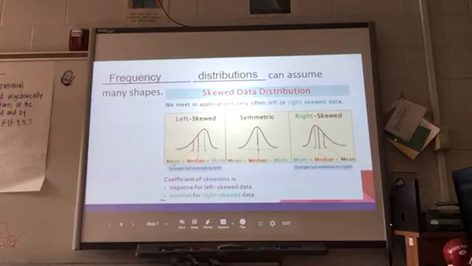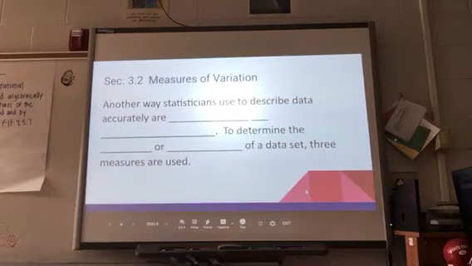So you'll notice right here, if it's left skewed, the mean is less than the median is less than the mode, and you see the color coding going on. The mean, median, and mode are all equal if it's symmetric, and if it's right skewed, the mode is less than the median is less than the mean.